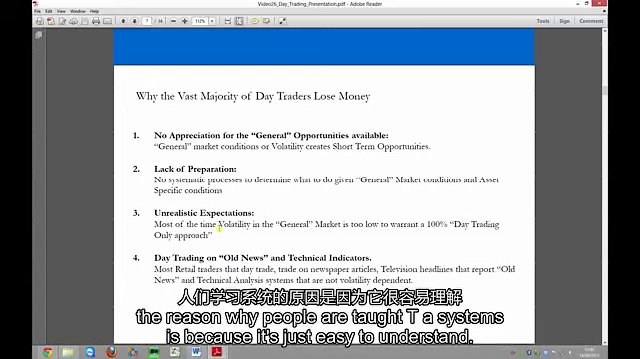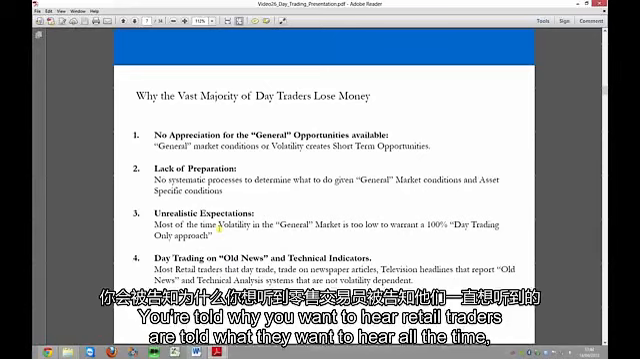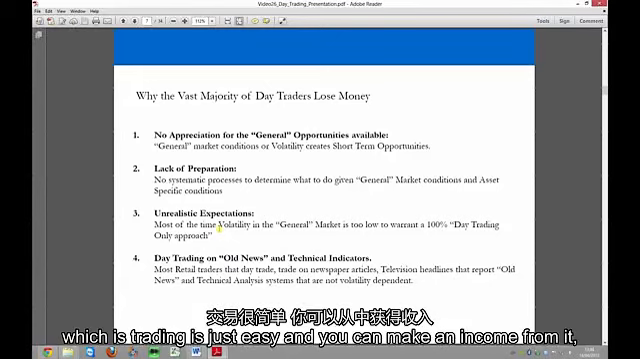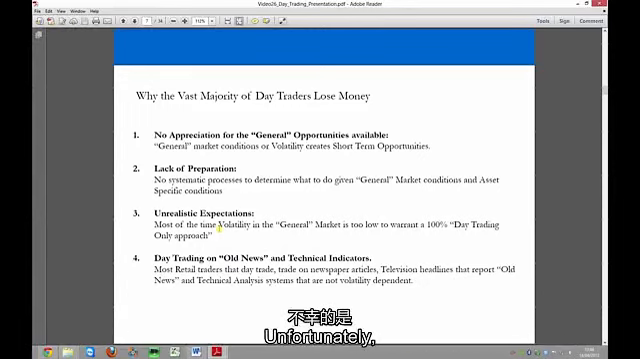And you know, the reason why people are taught TA systems is because it's just easy to understand, and you're told what you want to hear. Retail traders are told what they want to hear all the time, which is trading is just easy and you can make an income from it, and you just have to follow this line on the chart. Unfortunately, it's not that easy.